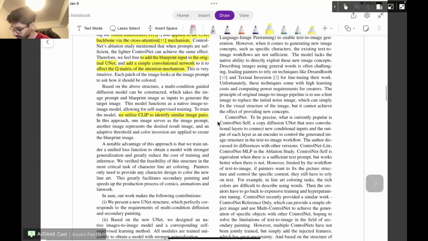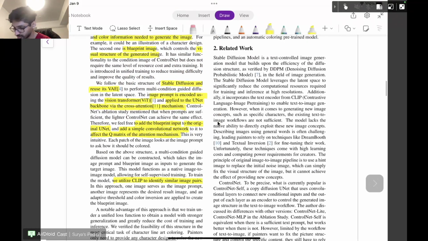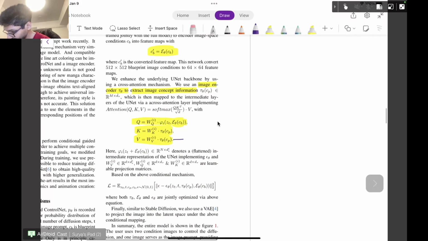So the idea specifically here is that this is intuitive because each patch of the image would look at the image prompt to see how it should be colored. So the details that we have tell us how the image needs to be colored, and the query gives us information as to how the output structure should be. And then they use an L2 loss to learn this model.